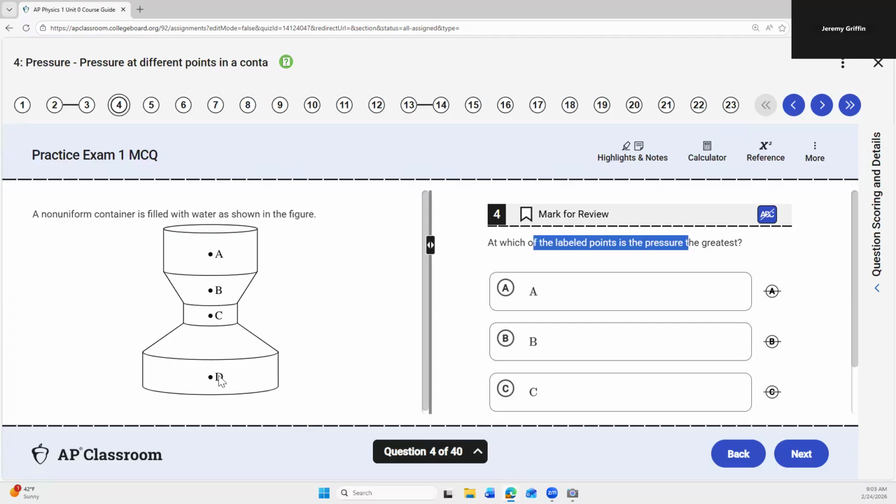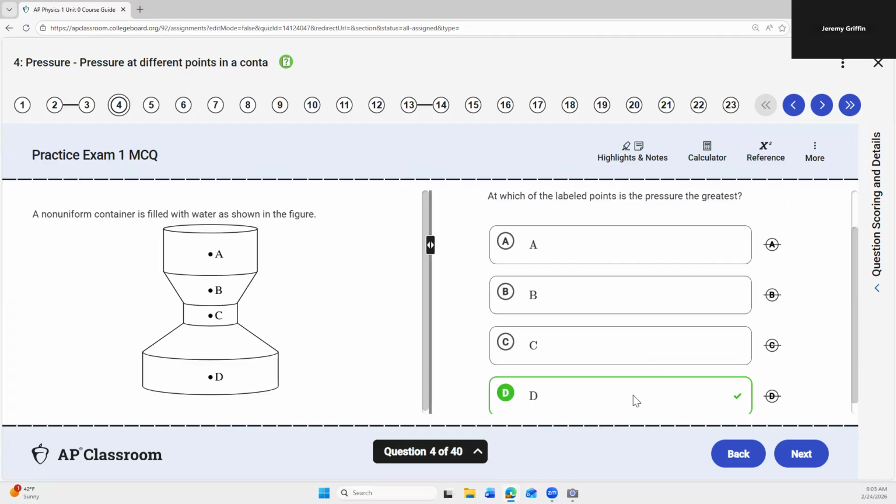So do you guys think point D is the deepest? So that's got to be the answer. Point D. Yeah. That's all. Just point D.